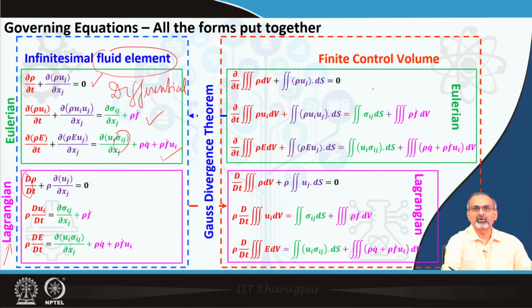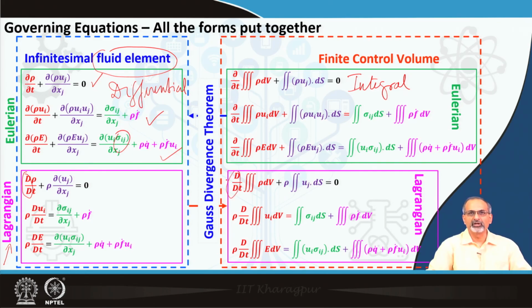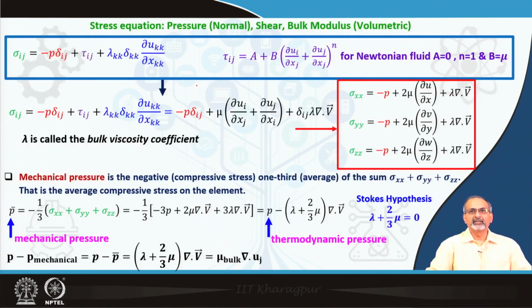Moving over to the finite control volume approach, that of course refers to the integral form of the governing equations. Again, the continuity, momentum and energy equations come up over there, and the substantial derivative figures in the Lagrangian form, where we follow the fluid element. The Gauss divergence theorem basically communicates between the fluid element and the control volume approaches. That means essentially the differential and the integral approaches. This was of course the general form.